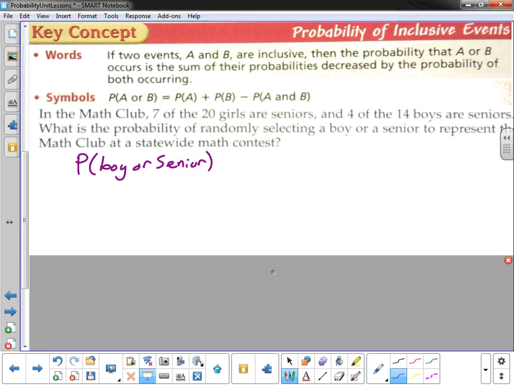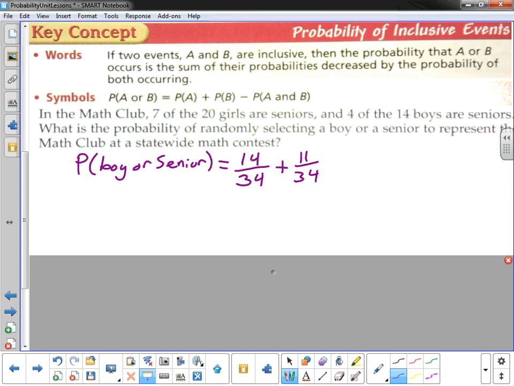Okay, so what's the probability of getting a boy? Well, there's 14 boys out of the 34 total students. That's the probability of a boy. Now, I would add to that, what was the probability of getting a senior? Well, I had 7 senior girls, 4 senior boys, that's 11. 11 out of the 34 students.